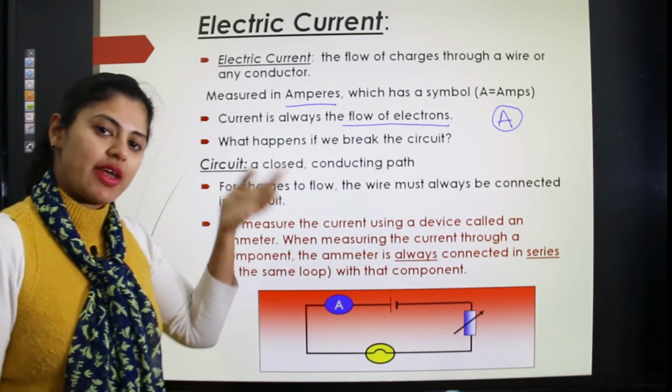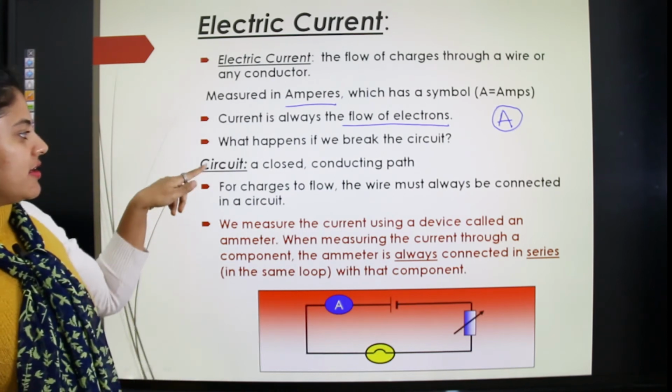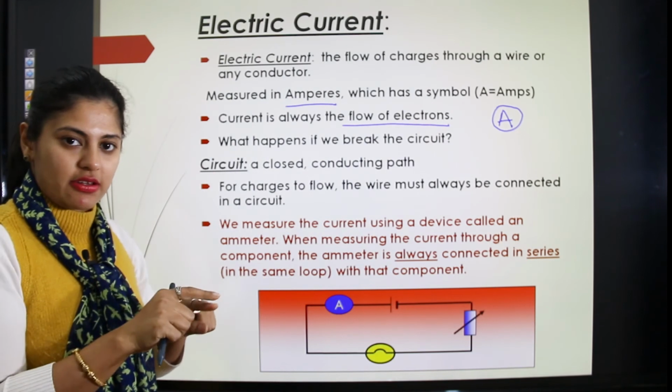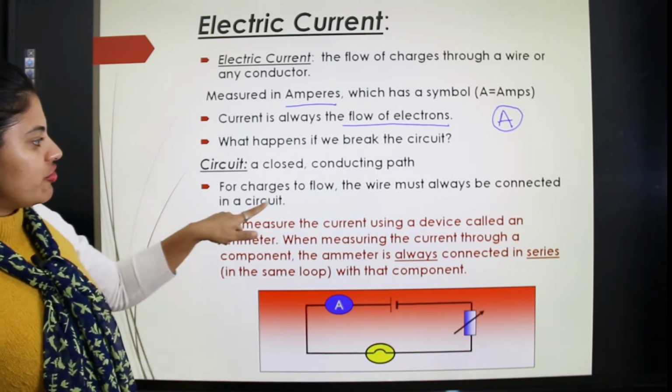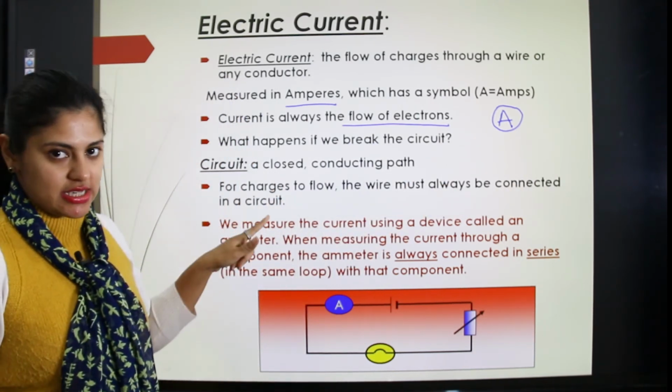What happens if we break the circuit? Think about that. If we break the circuit, of course we won't get electricity, which is very important. Circuit, a closed conducting path. So closed path, the loop needs to be closed. For the charges to flow, the wire must always be connected in a circuit.